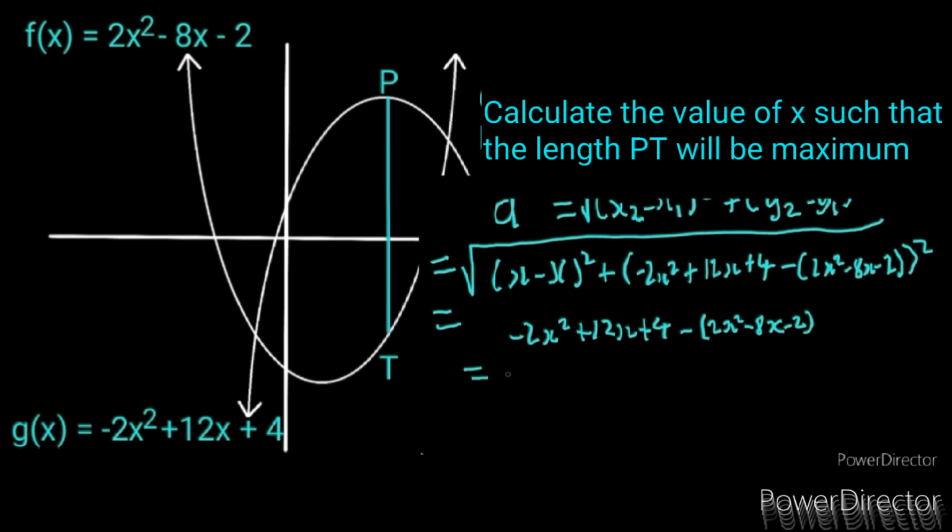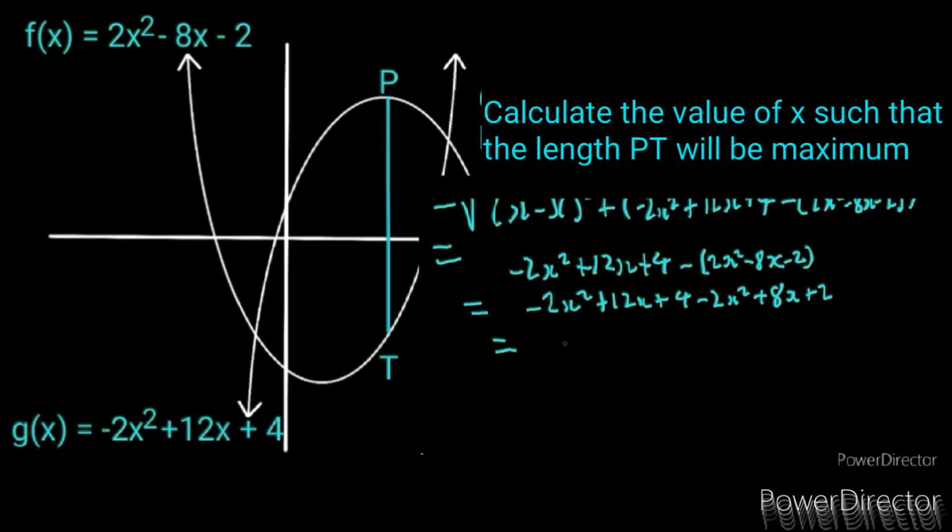So let's proceed. Now this part, we have to simplify it. So this is going to be minus 2x squared plus 12x plus 4. Then we're going to have, let me just write it a bit better, plus 4 minus 2x squared plus 8x plus 2. So then this part is going to be minus 2 and minus 2 will give us minus 4. So we've got minus 4x squared, and then 12 and 8 is 20, so plus 20x. And then 4 and 2 gives us 6. So we're going to have 6.